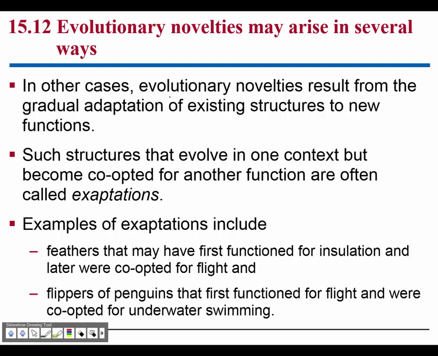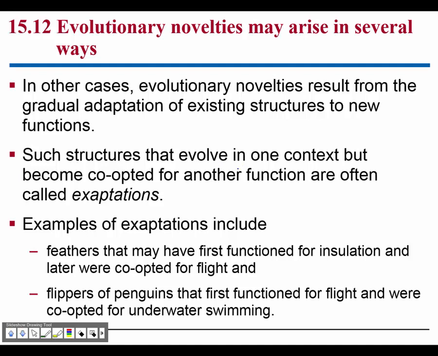So in other cases, some evolutionary novelties can result from the gradual adaptation of existing structures to new functions. They take an existing structure and put it to a new function. And this is important. Irreducible complexity says that this can't happen, but this does happen. We see evolution co-opt different structures and then put together something with a whole new function.